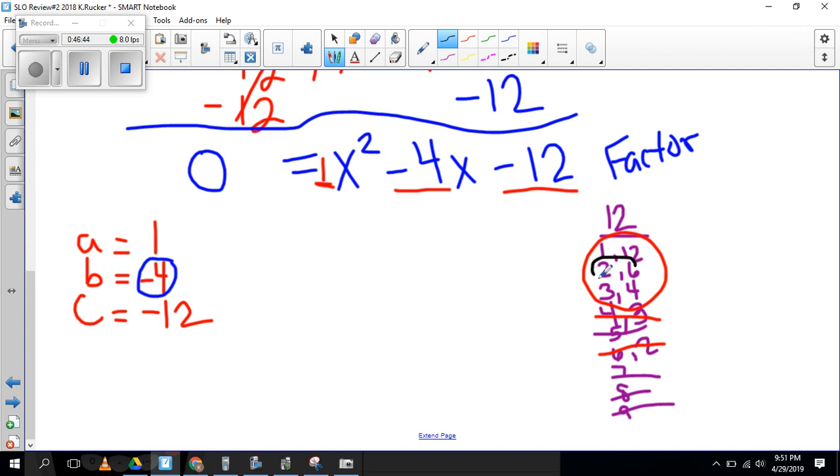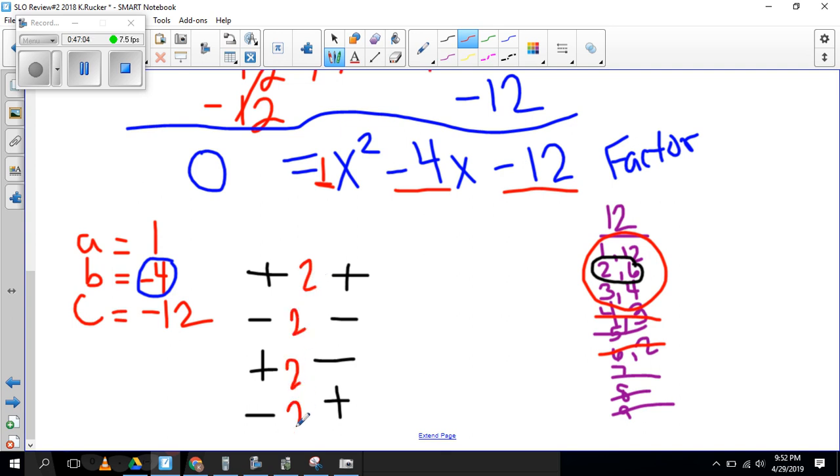But now I need to figure out my signs. So I do plus, plus, minus, minus, plus, minus, minus, plus. So I have 2 all the way down and 6 all the way down. Remember, I need the one that's going to give me that -4. So 2 plus 6 is 8. -2 minus 6 is -8. 2 minus 6 is -4. So my answer would be this one.